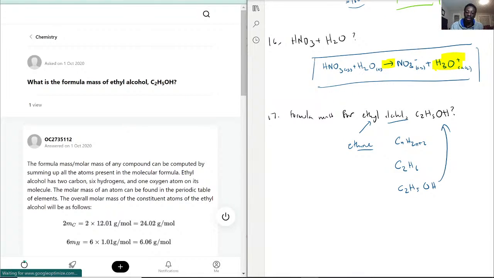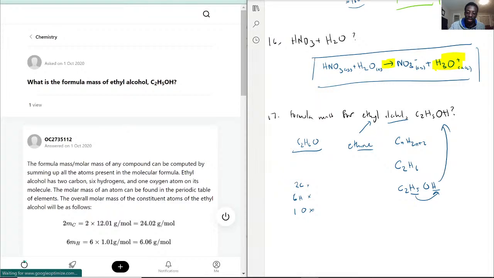Now with that being said, we have 2 carbons, 6 hydrogens, because you can see here H5 and the OH, and 1 oxygen. The reason we don't write this formula as C2H6O is just because it's hard to see that it's actually an alcohol, which is why they write it like that. And there are other isomers with this type of formula, but they will look very different from ethyl alcohol.